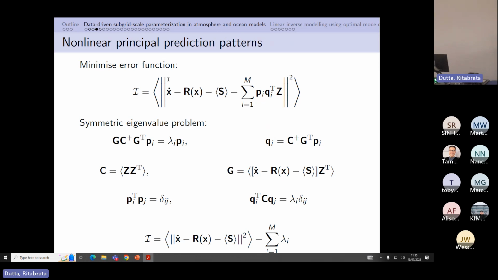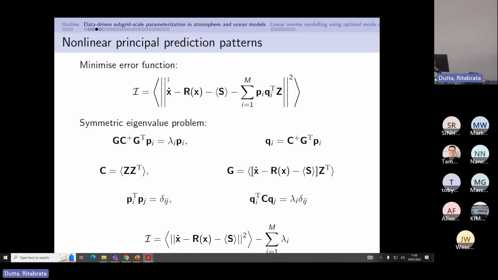So to get these patterns P and Q, it gives you a symmetric eigenvalue problem for the P patterns, and then it gets the Q. It's quite simple, and the entries are just the covariance matrices: the predictor-predictor covariance and the predictand-predictand covariance. Then the eigenvalues just have the meaning of the explained variance. So the lambda i is the total explained variance accounted for by the pattern pair Pi-Qi.